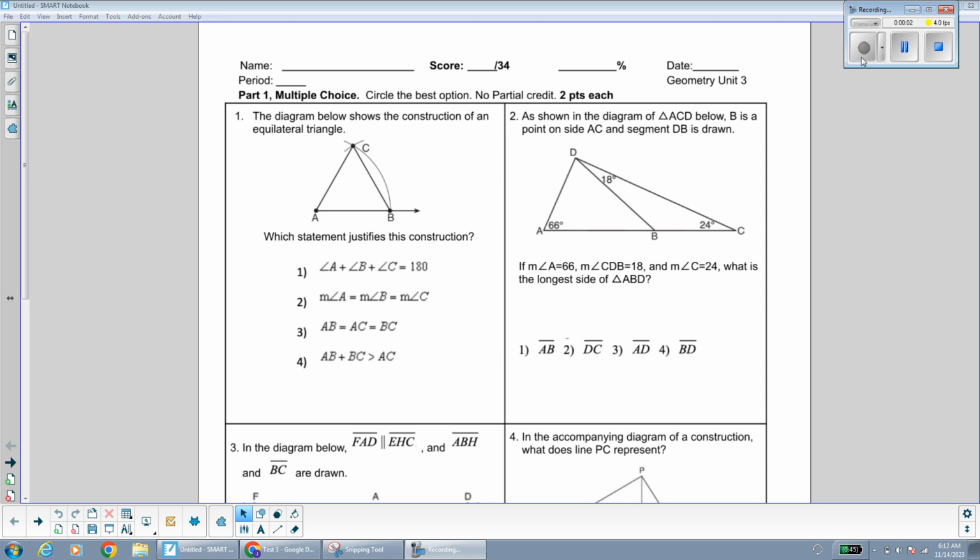For question number 1 on test number 3, we have the construction of an equilateral triangle. The way that we construct an equilateral triangle is by copying the length of a side 3 times. For example, let me get my compass out. In order to do this construction, you would measure the length of a line segment, and you would use that one length to construct the other 2 sides of the triangle.